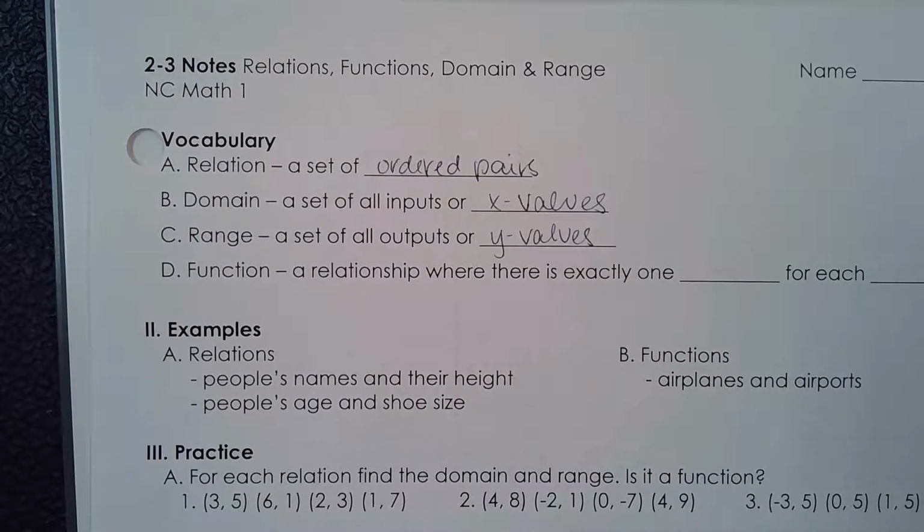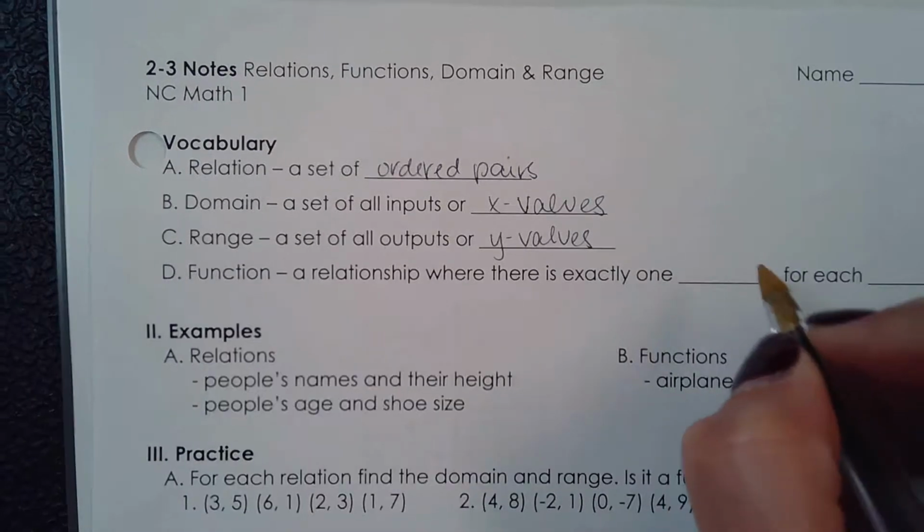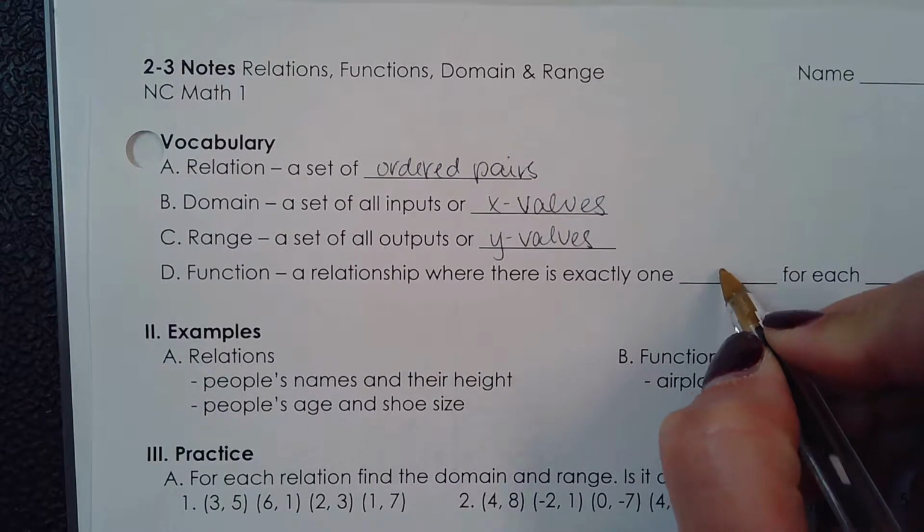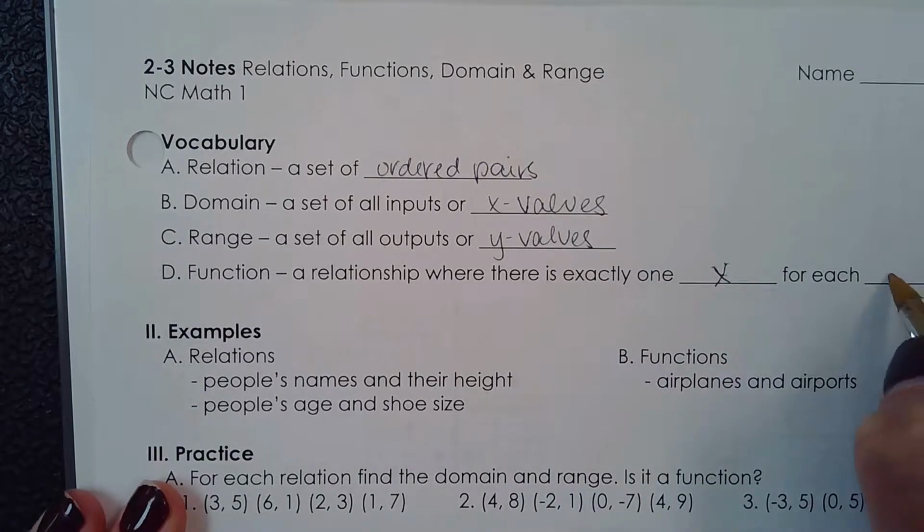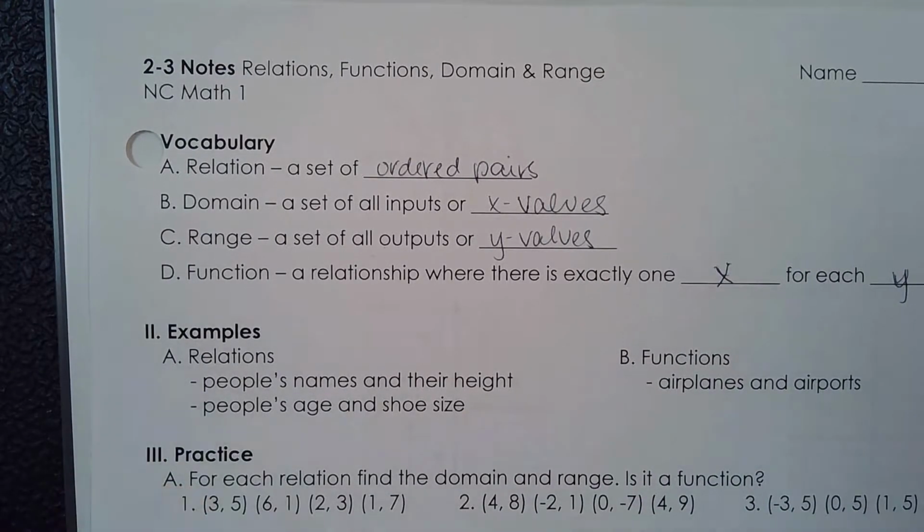So a function is a relation where there is exactly one y for each x. So essentially, when you're trying to decide if a relation is a function, because a function is a special kind of relation, you're just looking to see if your x's repeat. There's a couple different ways that we test that, and we'll get to that more in a second.